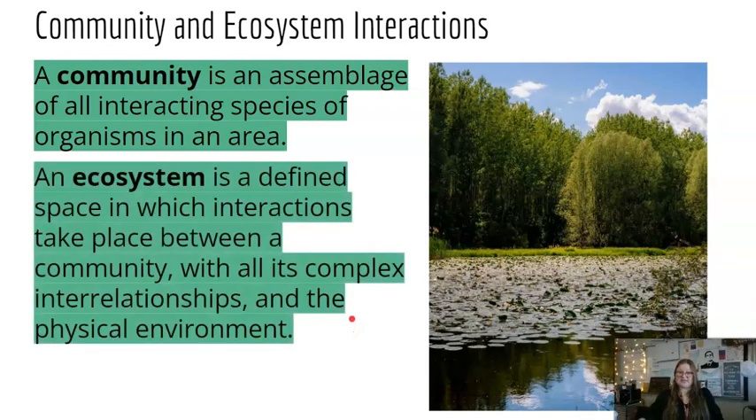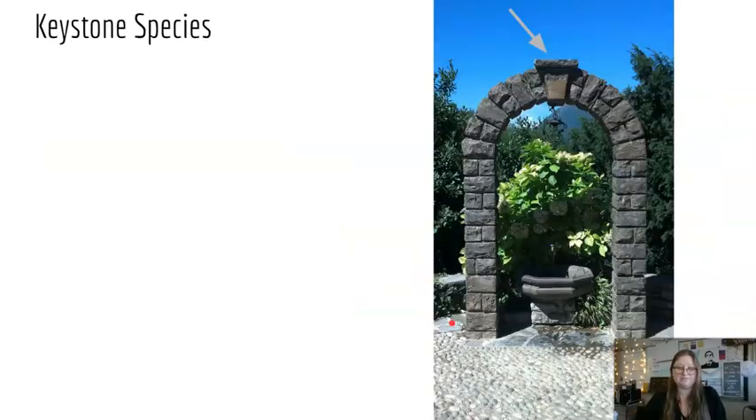An ecosystem is a defined space in which interactions take place between a community, with all of its complex interrelationships, and the physical environment. We talked about all those interrelationships in the last lesson. Physical environment is all of the abiotic factors: the water, the pH of the water, the temperature, the weather, the rocks, all of those things.